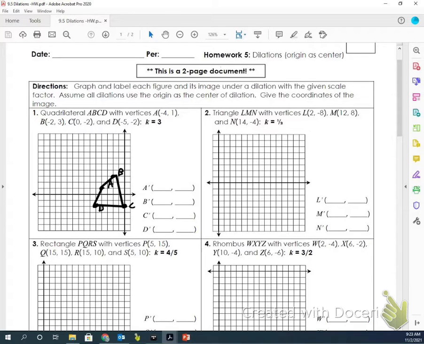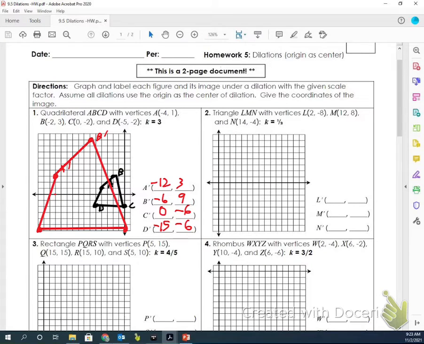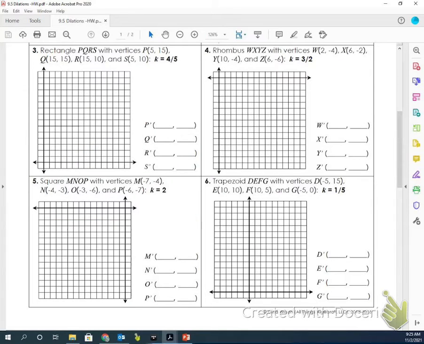K equals 3. So for negative 4, 1, we're going to take both of those and multiply by 3. Negative 4 times 3 is negative 12. 1 times 3 is 3. Same thing with B. Negative 2 times 3, negative 6, 9. 0, we just have 0, so it's 0, negative 6. And D would be negative 15, negative 6. Plot those points, and we can see how each spot went 3 times as far away from the origin. That's all there is to it. So we're doing all the odds. So graph your rectangle. Boom.